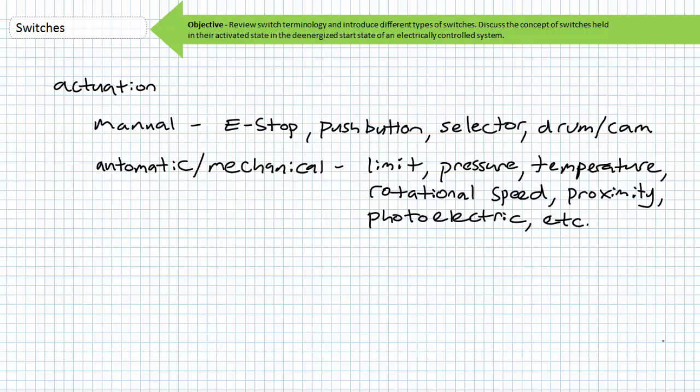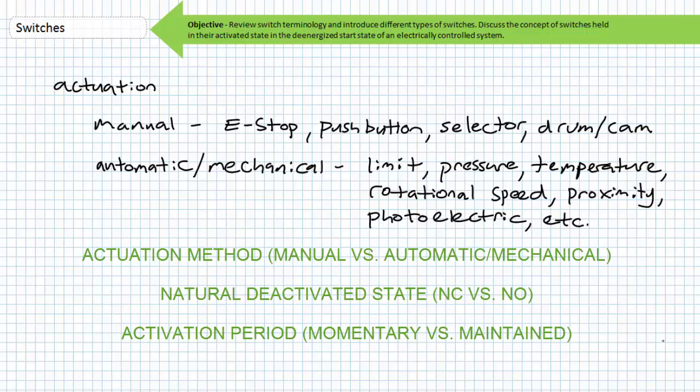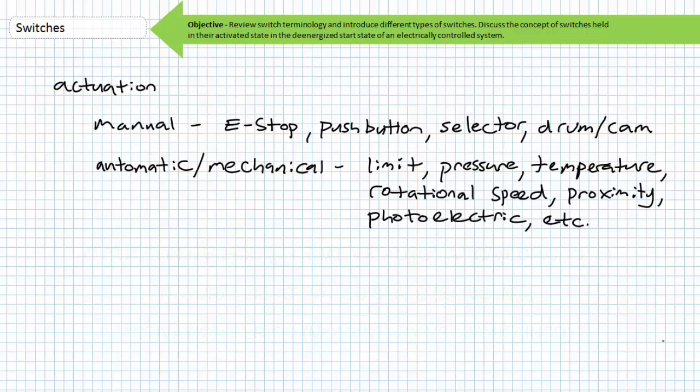Moving on, let's review three important switch characteristics: that of their actuation method, their natural deactivated state, and activation period. Actuation method. This distinction is generally divided between manual and automatic or mechanical means. A manually actuated switch might be a push button, a lever, or a handle, basically something you hit with your hands or maybe your feet if you're sufficiently dexterous.